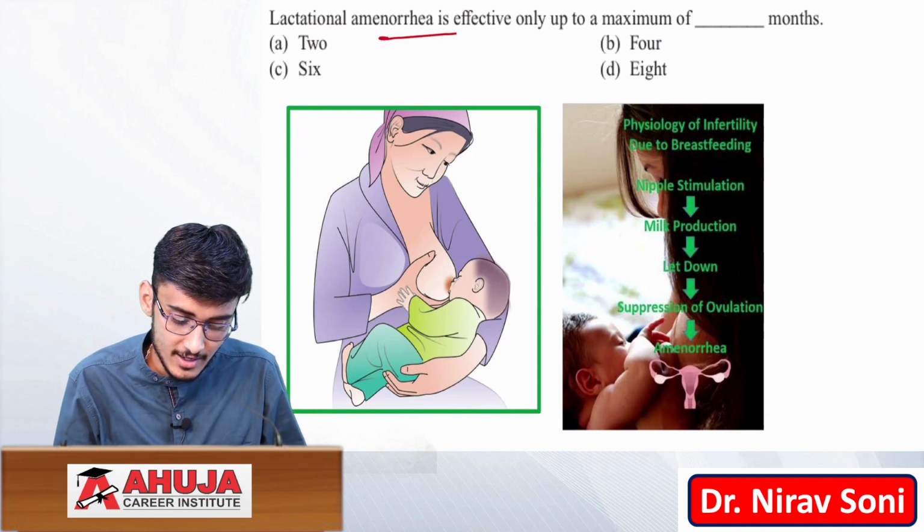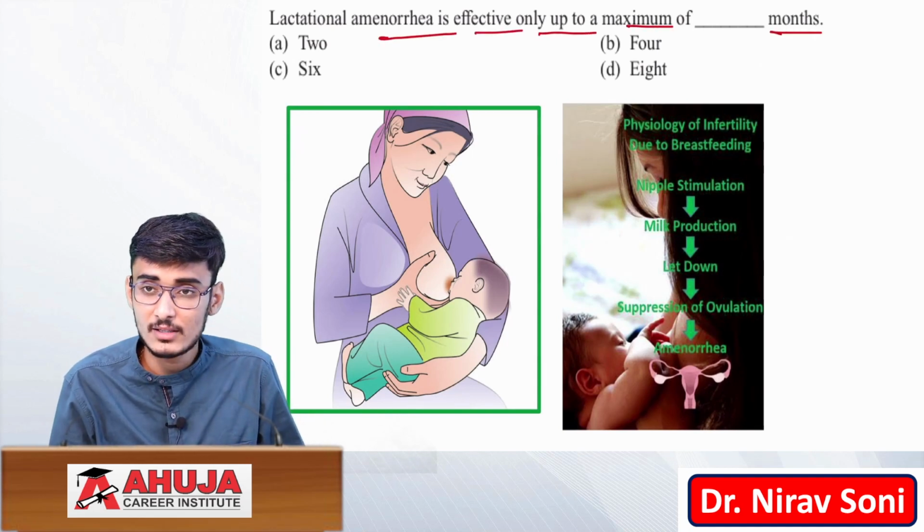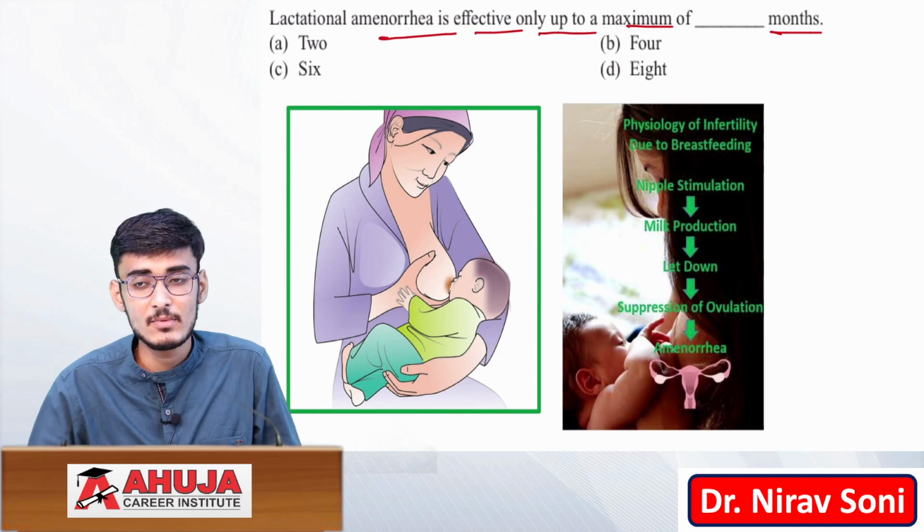Lactation amenorrhea is effective only up to a maximum of blank months: 2 months, 4 months, 6 months and 8 months.